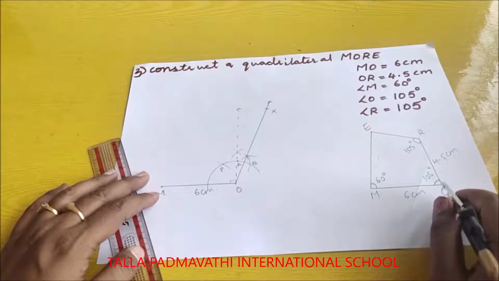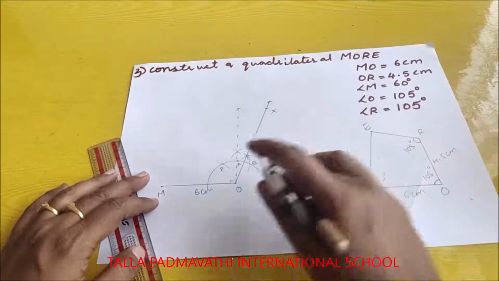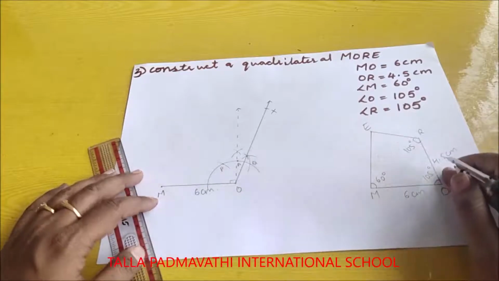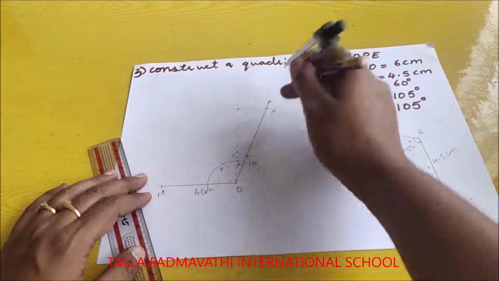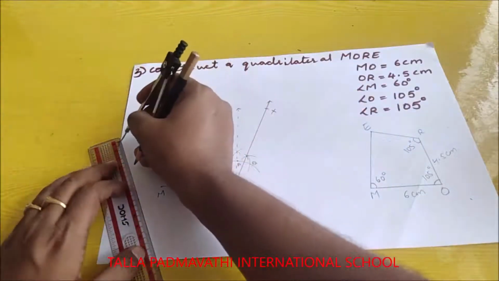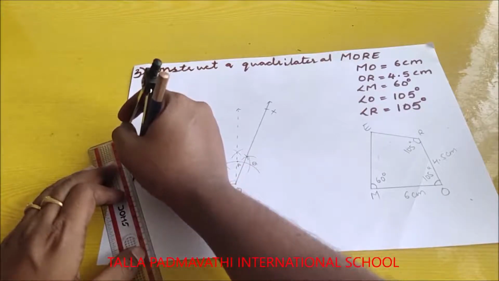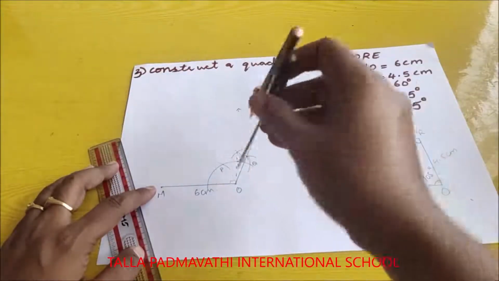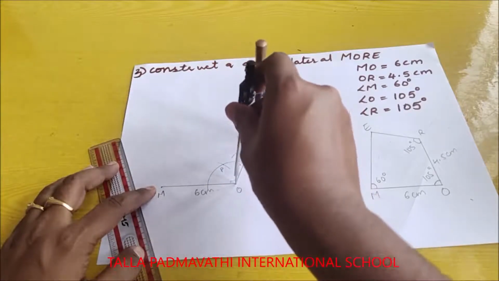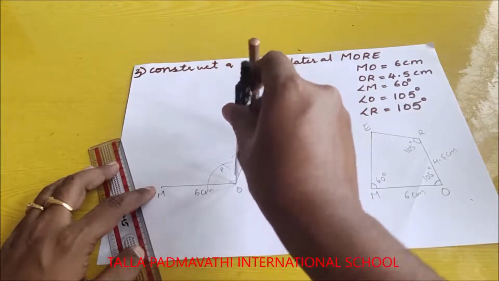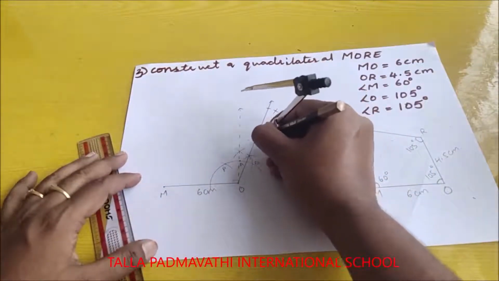Now they said that OR is 4.5 centimeters. Now with O as center and with radius 4.5 centimeters, we can draw an arc on the OX ray. On the OX ray, you need to take 4.5 centimeters. And with O as center, you are going to draw an arc on the ray OX. Okay. This is the point R. This is the point R, children.